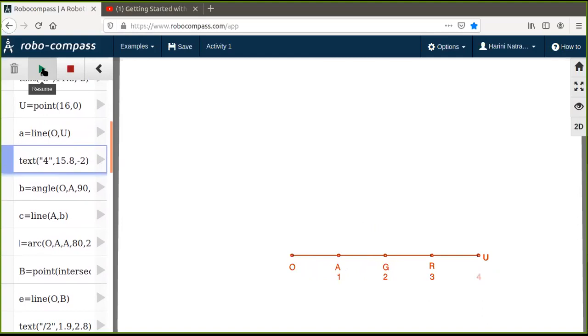That is, you start with the origin 0, then A is 1, G is 2, R is 3, and U is 4. So you have marked these first 4 numbers on the number line. Now you're going to locate the first, say, 6 or 7 irrationals. We will start from root 2.